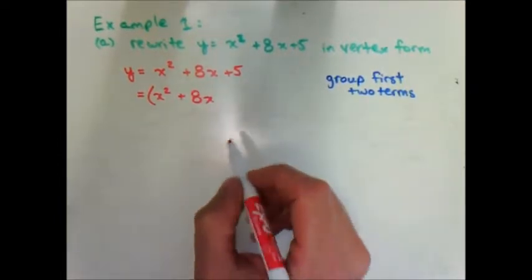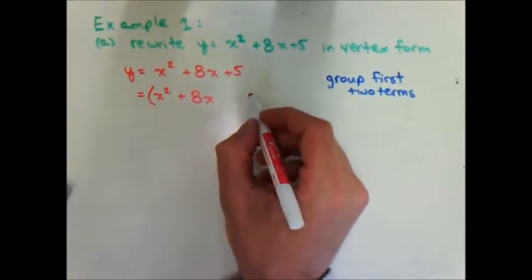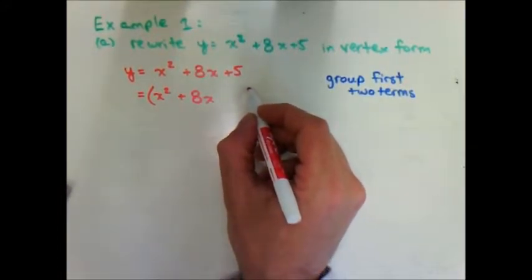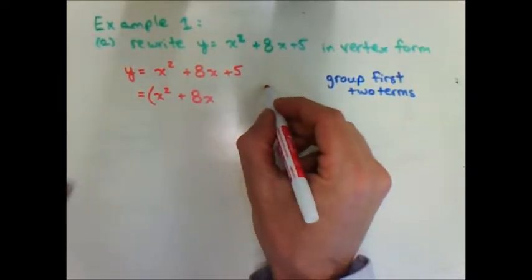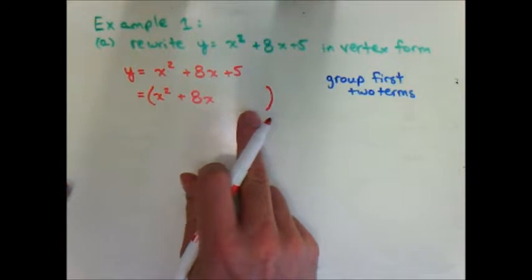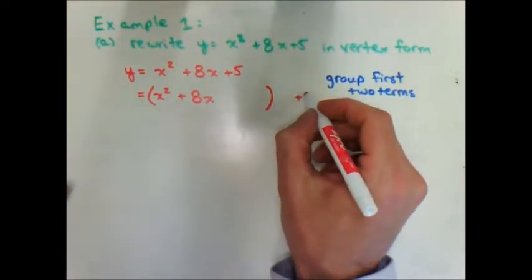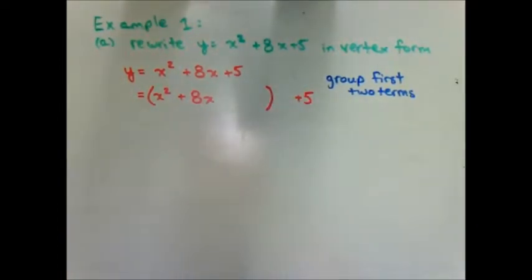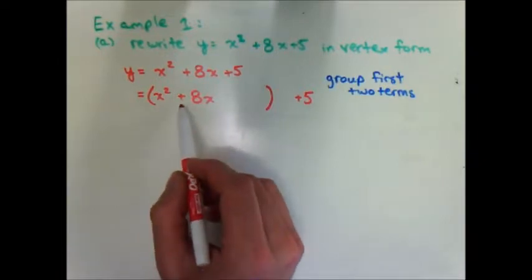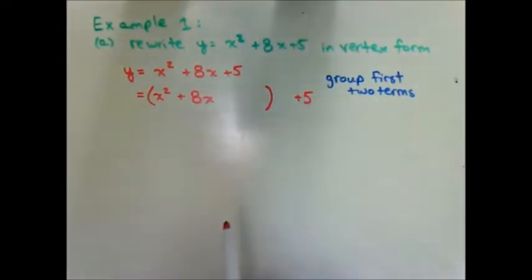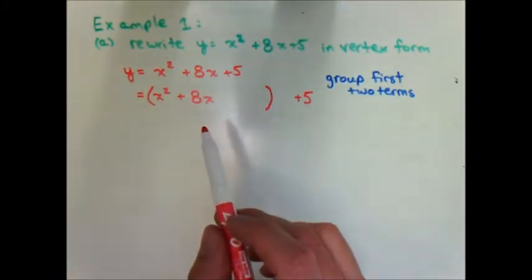And I know that I'm going to be completing the square. So inside this bracket, what's actually going to happen is I'm going to be adding and subtracting the number that will complete the square. And I'm going to have plus 5 out here. Okay, so I haven't changed any information at all. I still have x squared plus 8x plus 5. Exactly the same as the equation that we were given in the beginning.